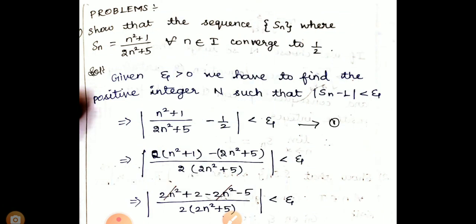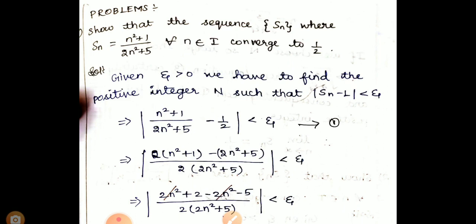Show that the sequence Sn, where Sn equals n squared plus 1 divided by 2n squared plus 5 for all n belongs to I, converges to 1 by 2. That is the limit they have given, 1 by 2. As per the definition of the limit of the sequence, we know that given epsilon greater than 0, we have a positive integer capital N such that modulus of Sn minus L is less than epsilon.